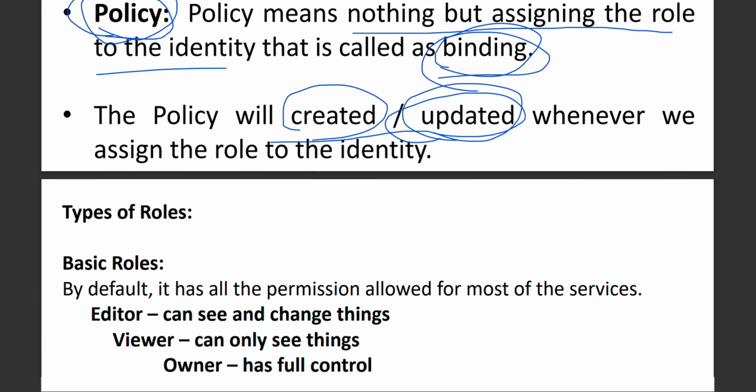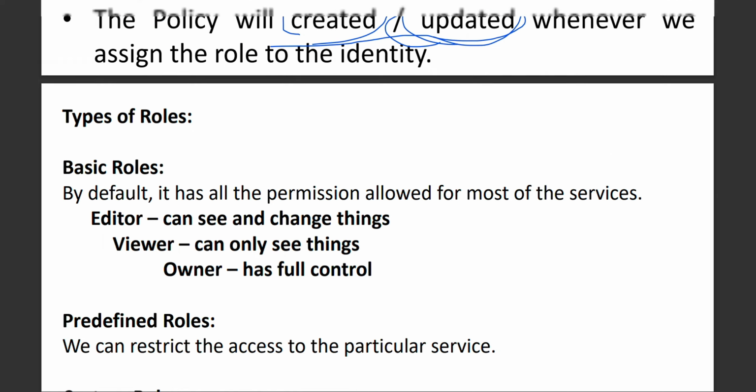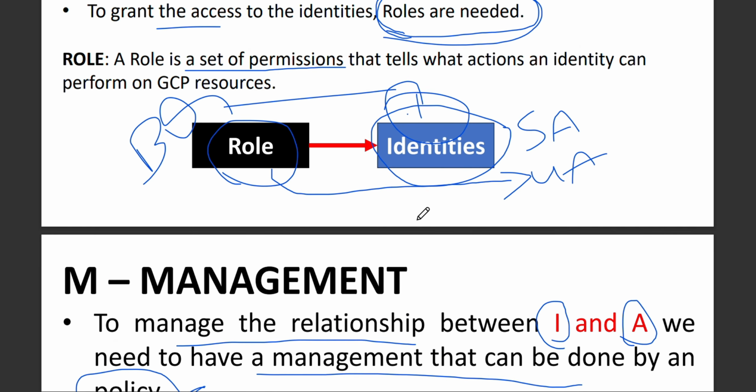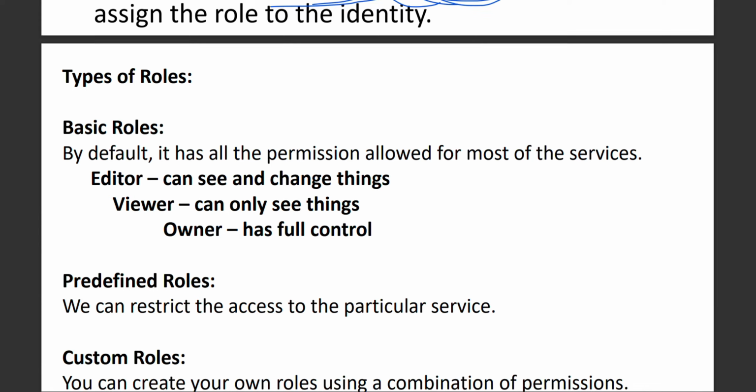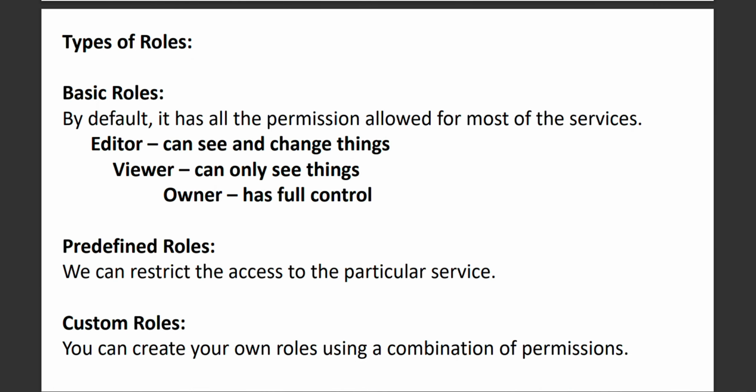Okay. Next, what are the different types of roles? As we discussed here, roles are there. Those roles we are going to discuss now. What are the different types? We will see here. Why? Because there is a very important difference we have to see between all the roles. Now here, what are the types of roles available? There are three types of roles available. One is a basic role, another is a predefined role, and another is a custom role.